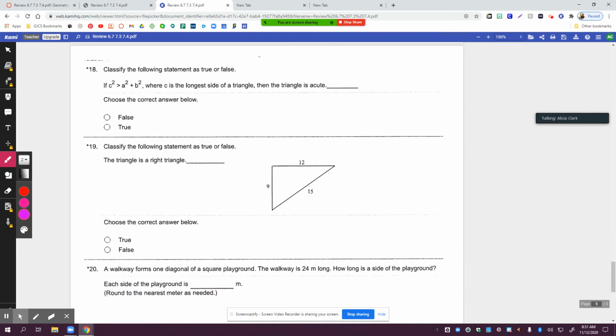Number 18 is talking about classifying this triangle. If c squared is bigger than the sum, then the triangle is acute. Now we know if c squared is bigger, the triangle is supposed to be obtuse. So this is a false statement, because anytime c squared is bigger, it's supposed to be obtuse. They're saying that it's acute, so that's false.